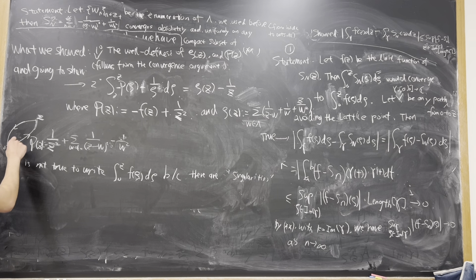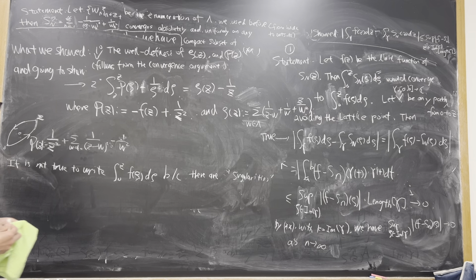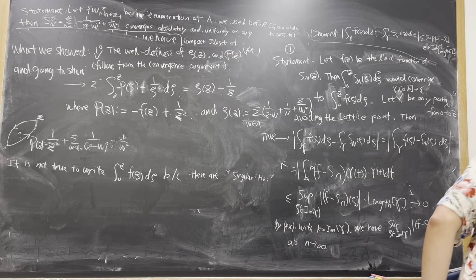Because if there's no missing point, then we know that the line integral of a holomorphic function over a closed path is always equal to 0. But if there's a missing point, then maybe I want to be more careful. Yeah, I think it's true.